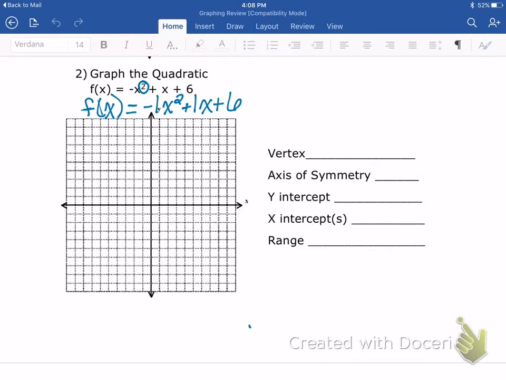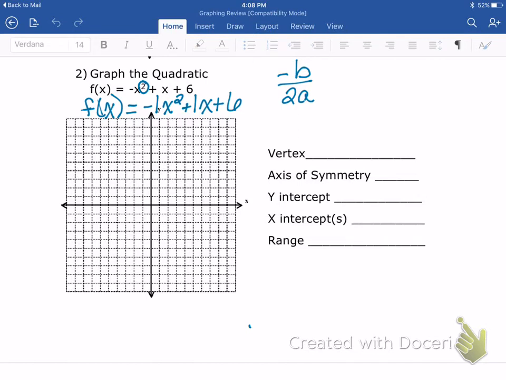Okay? Next, I want us to look at our vertex. We have to find our vertex before we graph it. We use negative b over 2a. That is going to be given to you on your formula sheet for your final exam. So when you see negative b over 2a, know that that is what is helping you identify your vertex.